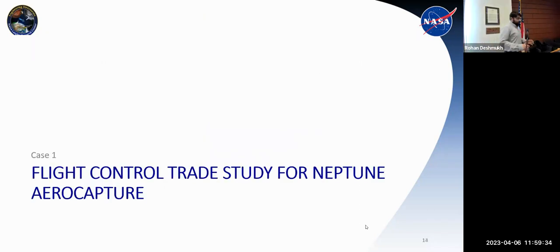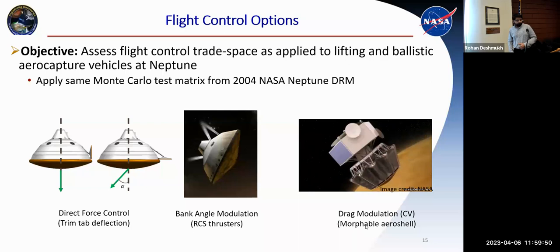So next I want to transition into two case examples to show some of the analysis results that we've looked at utilizing some of these models that we used for Aerocapture. The first one I'm going to talk through is looking at Neptune Aerocapture. The objective of this study was to assess what effect different flight control methods have on the performance of Aerocapture at Neptune.